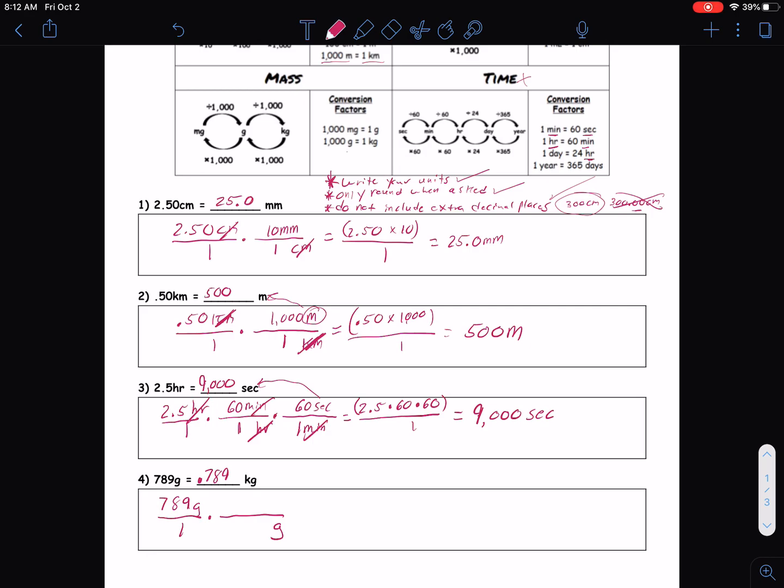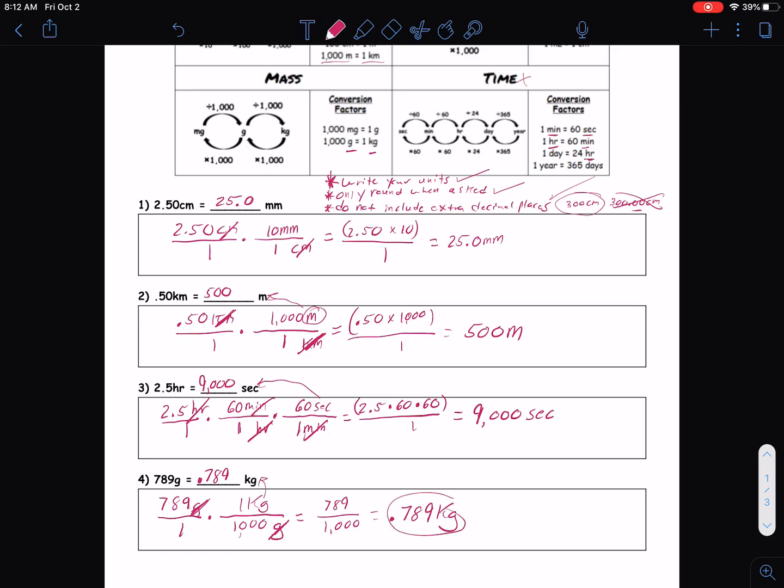Well, according to our conversion factors, we can go from grams to kilograms by saying 1,000 grams equals 1 kilogram. The grams cancel out, and you get 789 divided by 1,000. Because 789 times 1 is still 789, 1,000 times 1 is still 1,000, and then we get 0.789 kilograms as our final answer there. And again, we're left with kilograms.